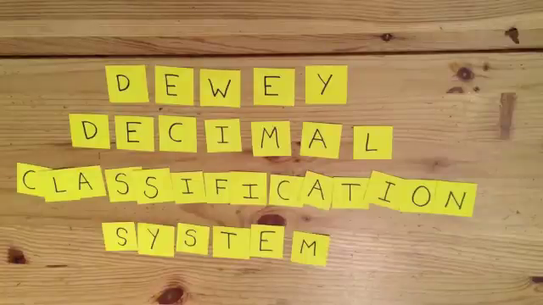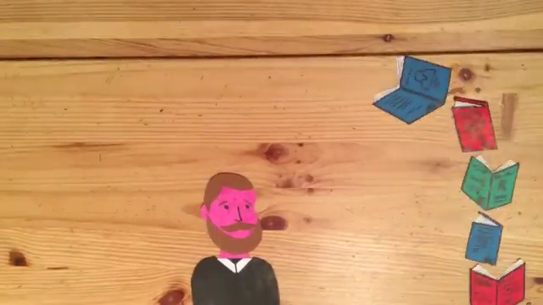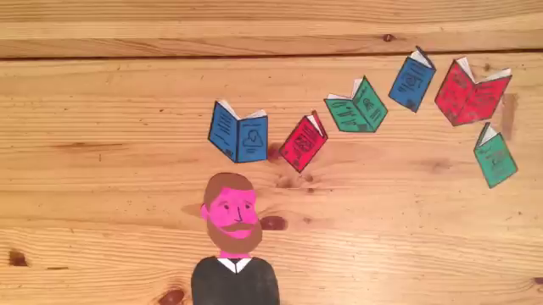This is a way of organising books that was invented by a man called Melvil Dewey. He decided that instead of ordering books by alphabet, he would order them by subject, so what's in the book.